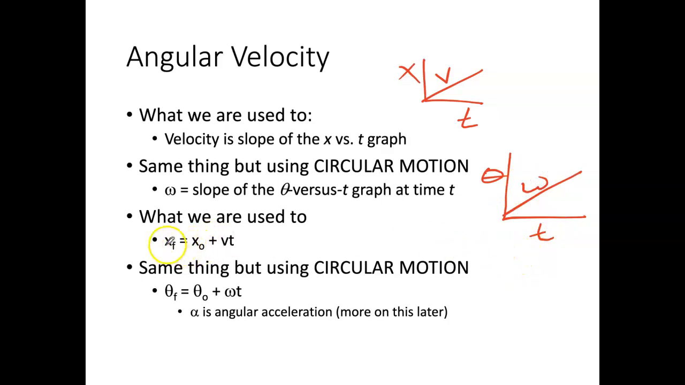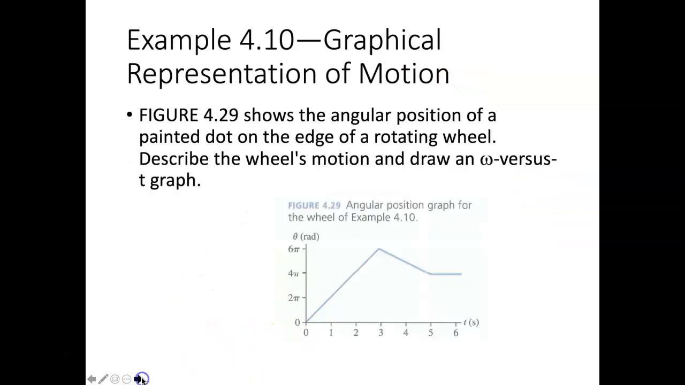We are used to final position is equal to original position plus velocity times time, but now in circular motion we're just going to say that the final angle in radians is equal to the original angle plus the angular velocity or speed times time. And we'll talk about angular acceleration when we get into rotational motion a little bit more.